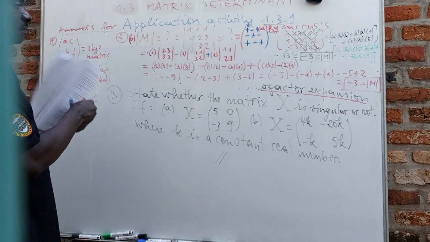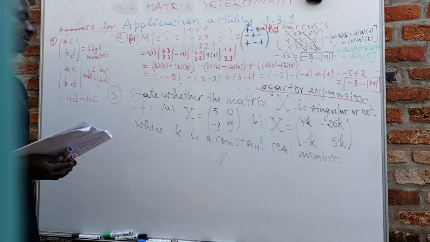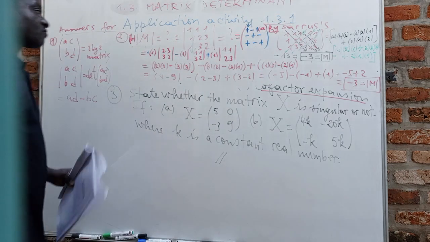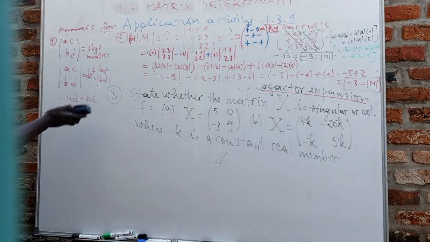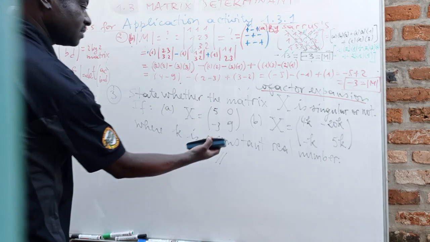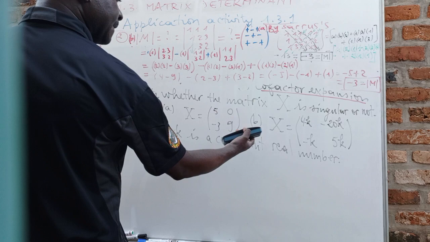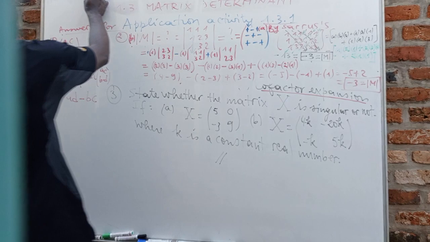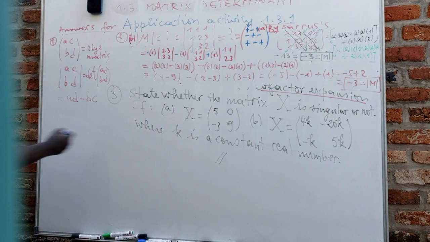Now, next is question number 3. As the first and second questions are done, we can find out if the matrix is singular or not, and then this one where k is a constant real number. Let us use this space, I think it will be enough. So this will be number 3.